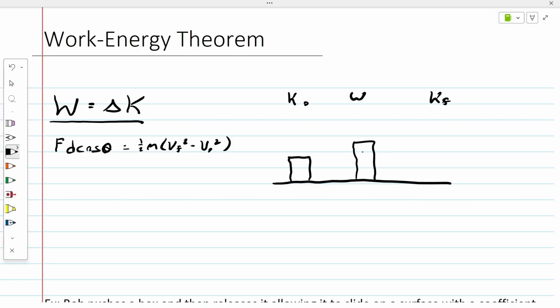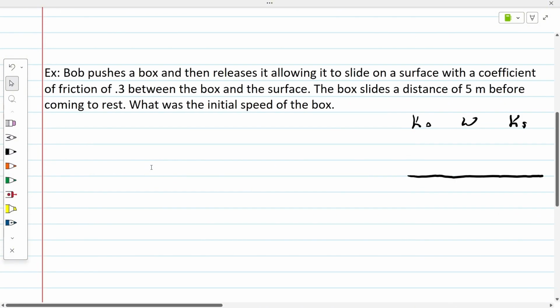Well, this final kinetic energy would have to be this amount plus this amount. So the final kinetic energy would be higher if you add work. But if you were to subtract work, it would be less. So we'll see that when we do some examples. Alright, so let's do a first example here.